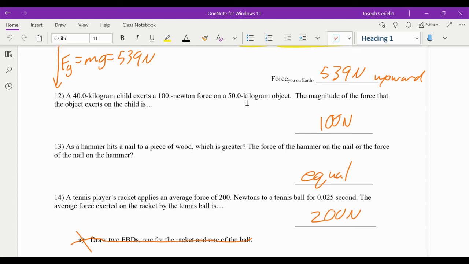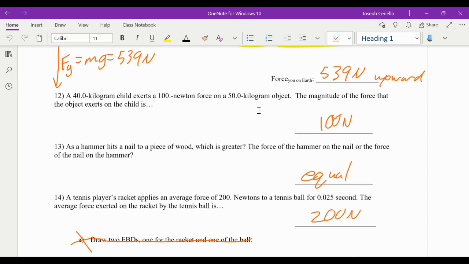Now you might be saying, why isn't it negative? Doesn't it point the other way? Well, it's asking for the magnitude of the force, so that doesn't care about positive or negative, it just wants the size of the number. Number 13 says, as a hammer hits a nail into a piece of wood, which is greater, the force of the hammer on the nail or the force of the nail on the hammer? So you take a hammer, you hit a nail. Which one exerts more force on which?